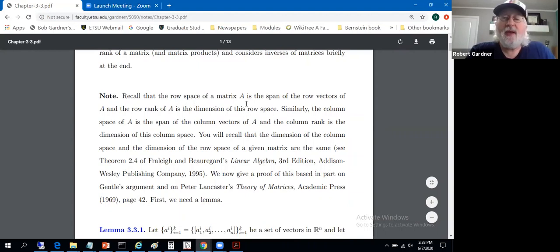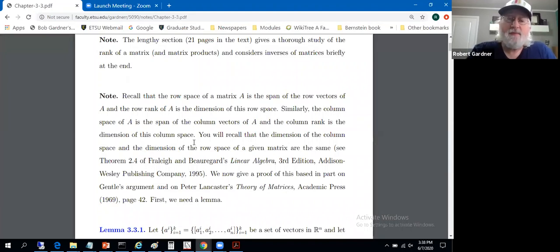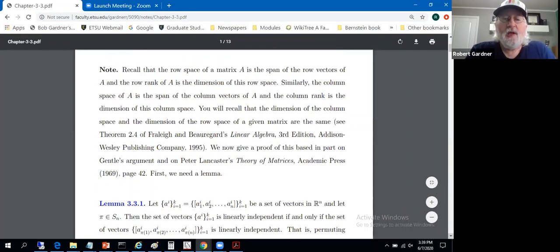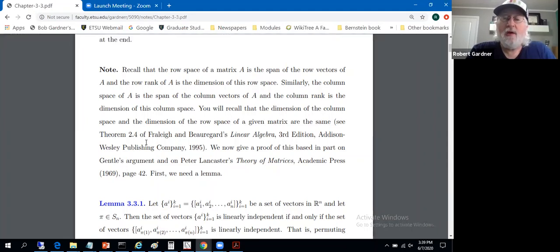The row space of a matrix A is the span of the rows, the row vectors of matrix A. And the row rank of A is the dimension of this row space. The column space of A is the span of the columns, and the column rank is the dimension of this column space. Usual stuff from linear algebra. You'll also recall the dimension of the row space and the dimension of the column space are the same. Something I would be rather impressed with if you saw proved in linear algebra.